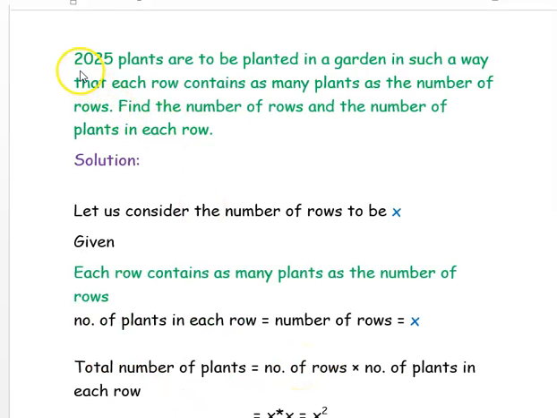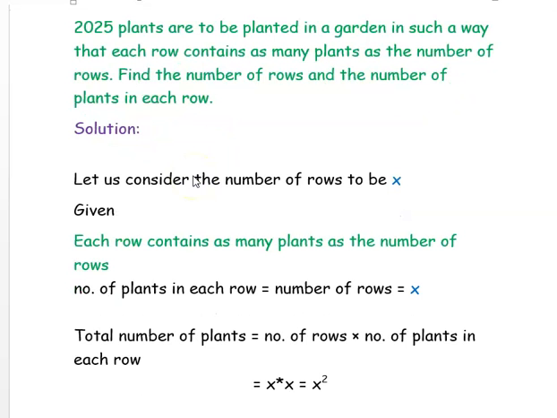The next question is, 2025 plants are to be planted in a garden in such a way that each row contains as many plants as the number of rows. Find the number of rows and the number of plants in each row. Okay, we'll see how to do this. Let's consider the number of rows to be x. It is given each row contains as many plants as the number of rows, that is, the number of plants in each row is equal to the number of rows.